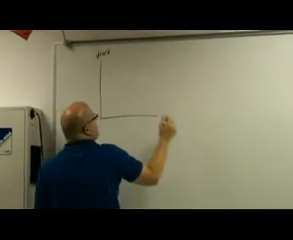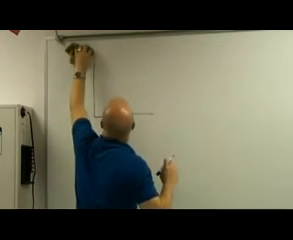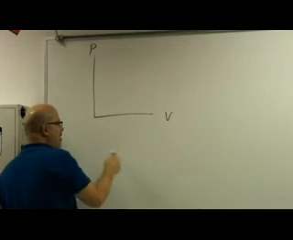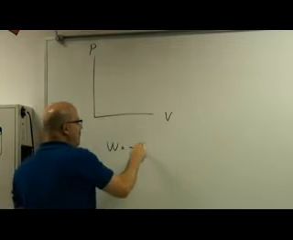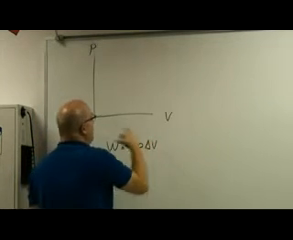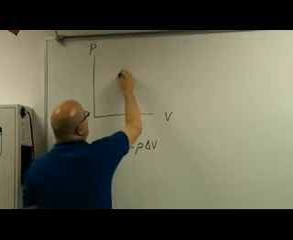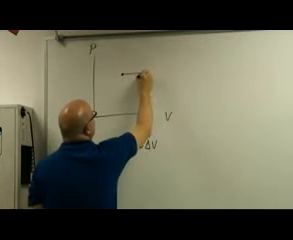I just labeled my graph work. That wasn't any good. All right, PV. Our equation for work: work equals negative pressure times change in volume. So I started right here, and I'm going to move from here to here.